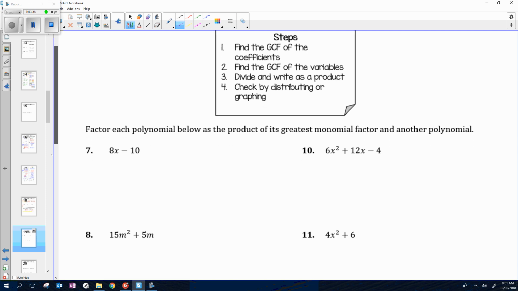So if you switch over to the next page, we're going to be looking at our steps in order to find the greatest common factor and just factoring any of our polynomials. So step 1 is always finding the GCF for those coefficients, the numbers. You always want to look at those numbers. Then we want to find the GCF of the variables. So if every single term's got some sort of x in it, we can take out an x. Then you want to divide and write that as a product, and we're going to have to check afterwards by distributing or graphing it to see that they are exactly equivalent.